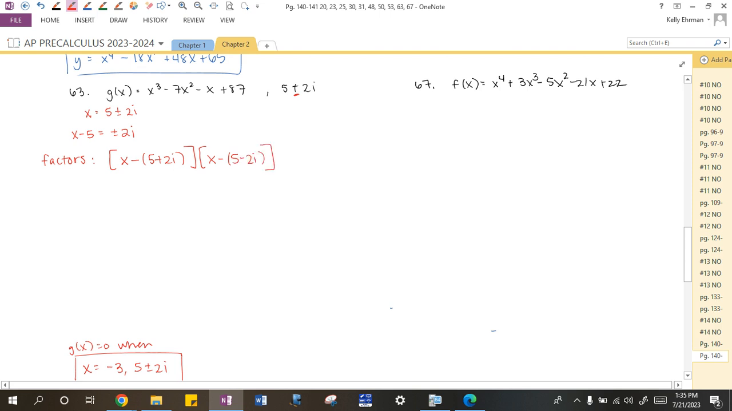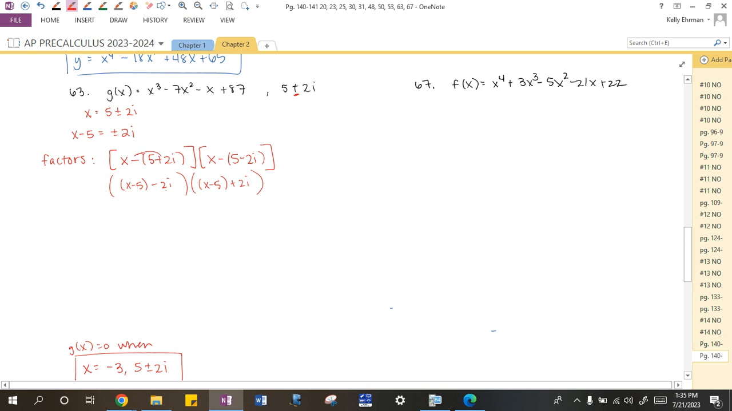I want to get this to a polynomial, these have to be factors, meaning they have to divide nicely into g of x. I want to get this into a quadratic that I can divide into g of x, and then whatever's left will help me find my last zero. So again, distribute the negative, and look at this as x minus 5 minus 2i times x minus 5 plus 2i.